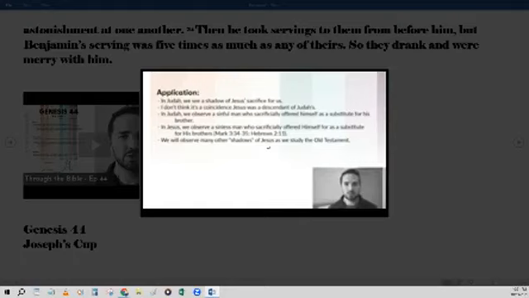In Judah, we see a shadow of what Jesus did for us. I don't think it's a coincidence that Jesus is a descendant of Judah. In Judah, we see a sinful man who sacrificially offered himself as a substitute for his brother. In Jesus, we see a sinless man who sacrificially offered himself as a substitute for his brothers. And according to Mark chapter 3, verses 34 and 35, and Hebrews chapter 2, those who are obedient to the will of God, who follow the words of Christ, are called Christ's brothers and sisters.